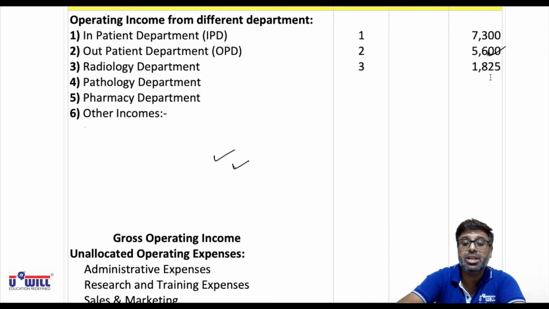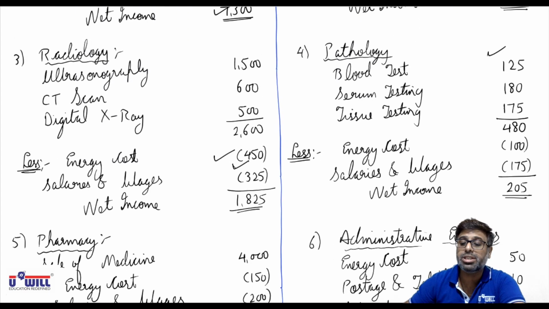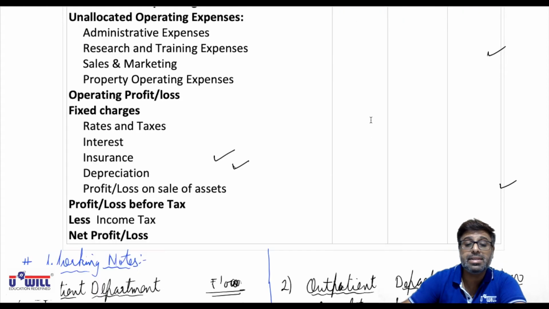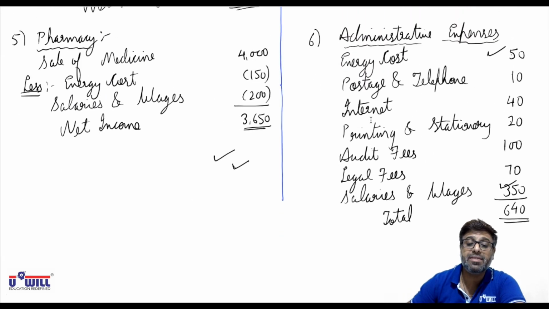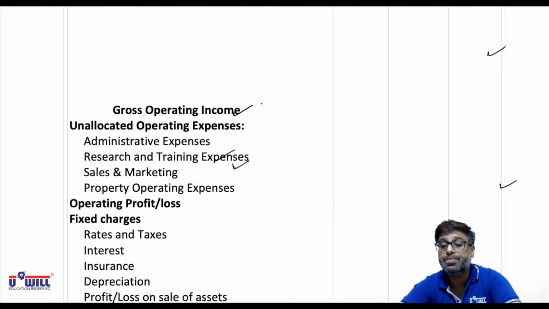Then the pathology department from note number 4, what we get is 205. Pathology is 205. Then pharmacy, what we get from note number 5, is 3650. Okay, pharmacy is 3650.